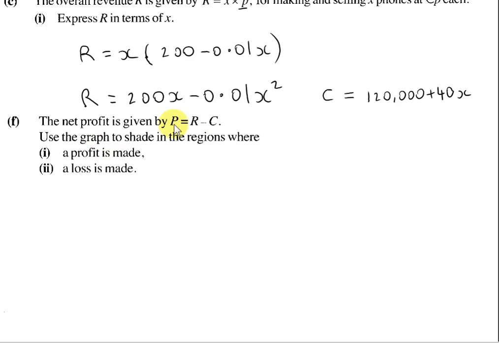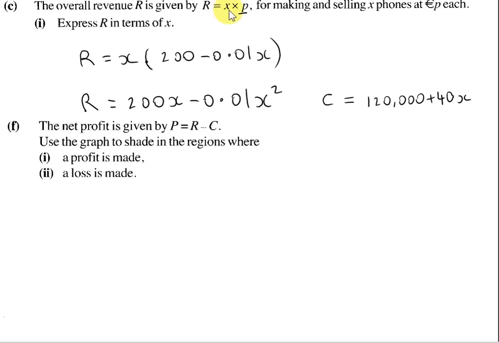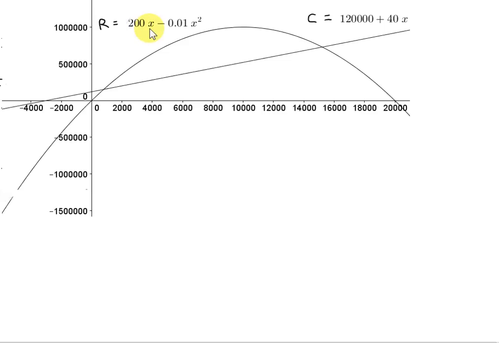The net profit is given by P equals revenue minus costs. That makes sense. The revenue is the income that the company takes in for selling x phones at p euros each, and here are the costs of making x phones. So obviously if we take the revenue and subtract the costs, we get the profit P. So we want to use the graph to shade in the regions where a profit is made. So we want the revenue to be greater than costs. So we want to find the values of x for which this curve, the revenue curve, is above the cost curve.